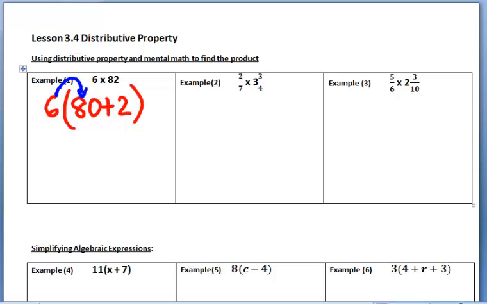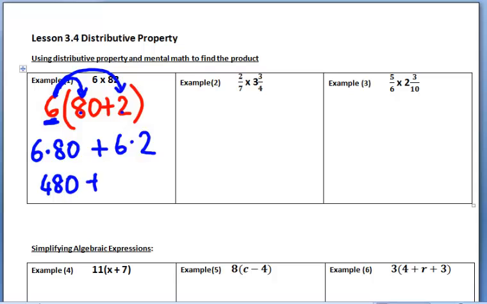So 6 is being distributed to the term 80, and 6 is also being distributed or multiplied with the term 2. So distributive property means whatever you have on the outside of parentheses is distributed or multiplied with every one of the terms inside the parentheses. Okay, so now I can rewrite this as 6 times 80 plus 6 times 2. From here we know what to do. 6 times 80 gives me 480, plus 6 times 2 gives me 12, which adds up to 492.